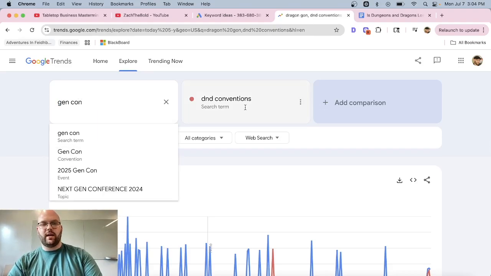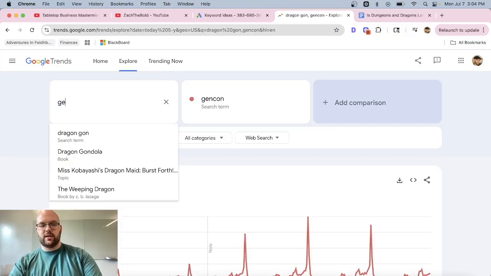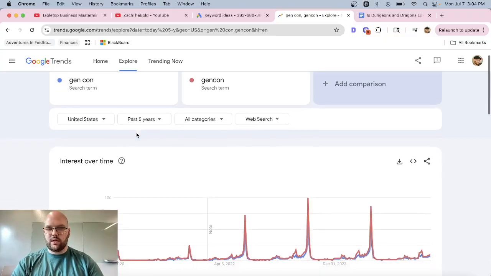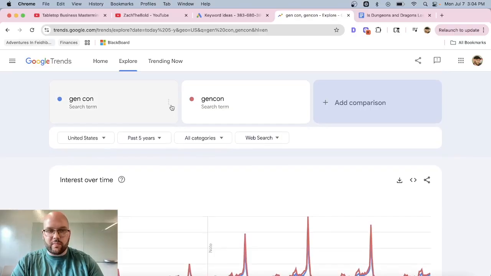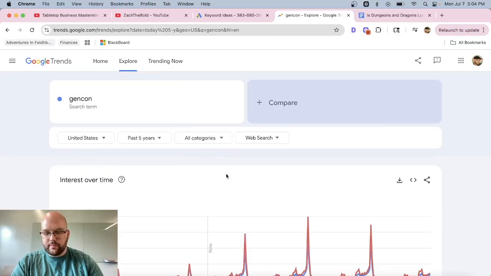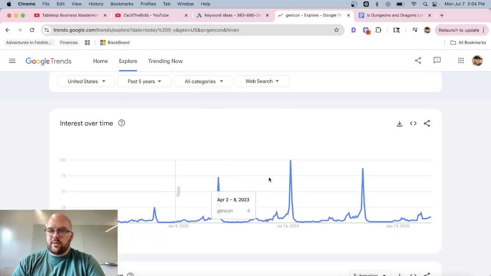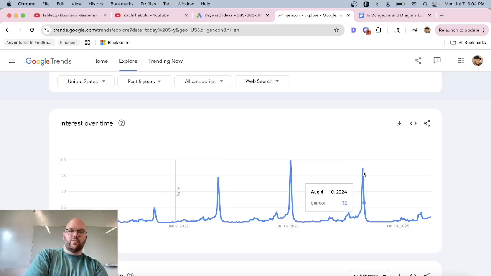Let's look at Gen Con, and let's do Gen Con in two different ways: Gen Con without a space and Gen Con with a space, just to give us more broad. All right, looks like red Gen Con with no space overperforms, so let's remove blue. Okay, so now Gen Con, you can see that it saw the 2023 bump, a big rise from its 2022, and 2024 was lower, but still higher than 2022.